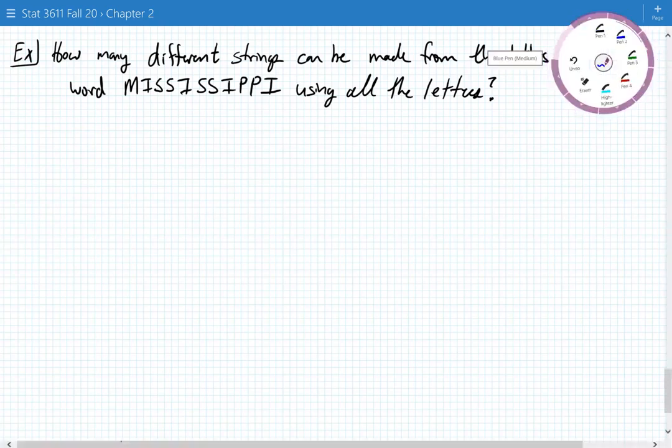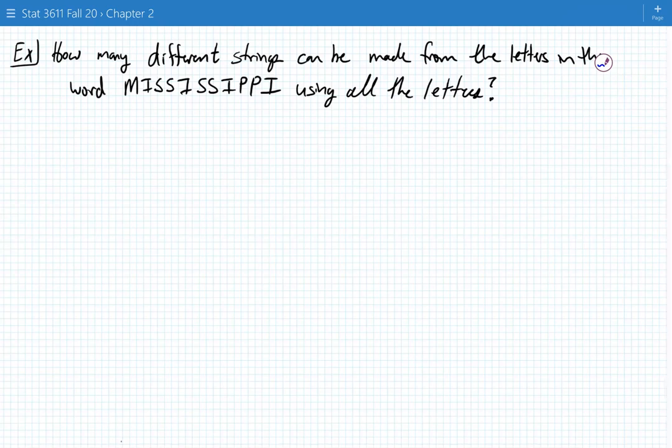All right. So here's how I'm going to ask us to think of this. What do we have here? How many letters do we have in total? So we got 1, 2, 3, 4, 5, 6, 7, 8, 9, 10, 11. There are 11 total letters, all right?